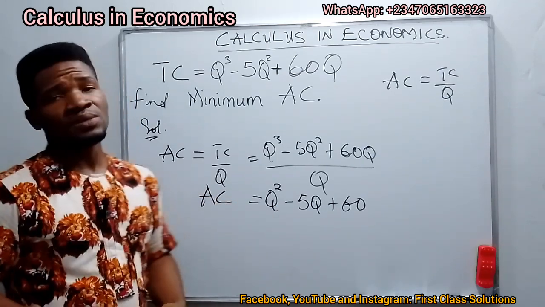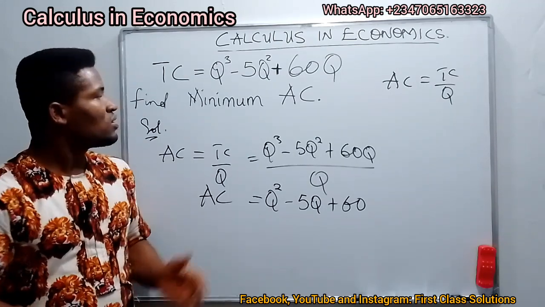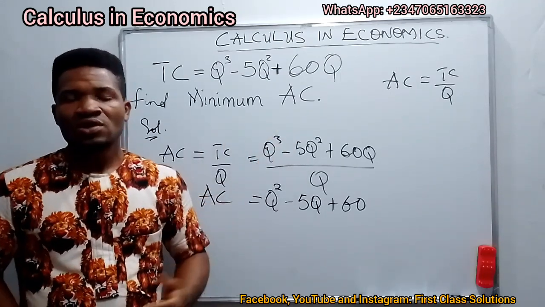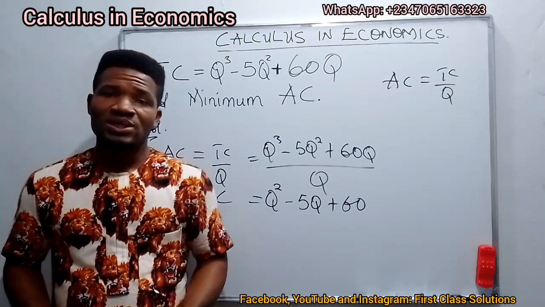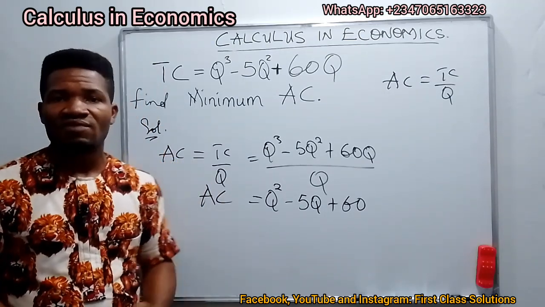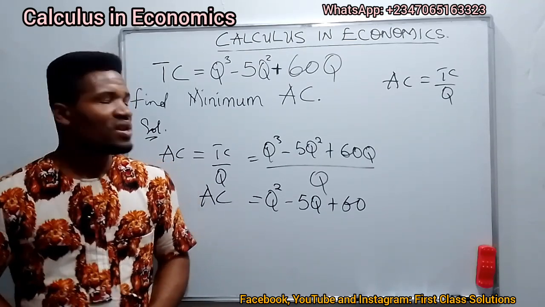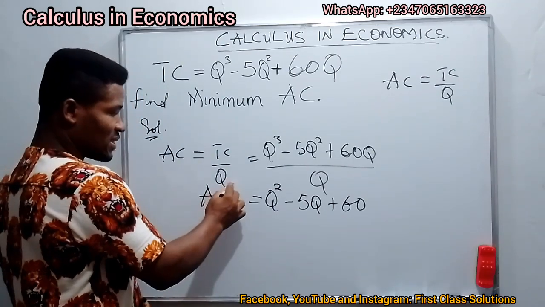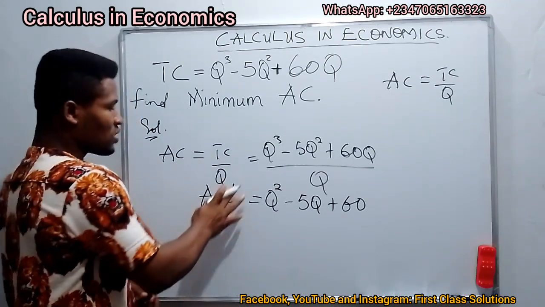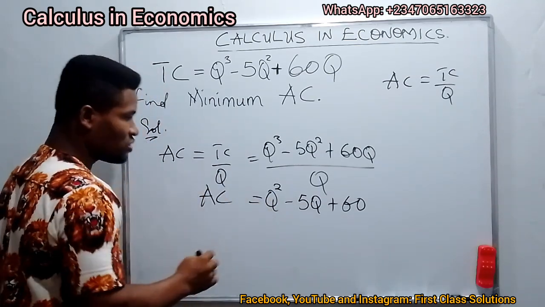But mind you, we're not simply just looking for the average cost function. We are looking for the minimum average cost. So what is the minimum average cost? Simple. Average cost is minimized when you take the first derivative of average cost and equate it to what? To 0. Meaning that if you differentiate average cost, that is AC prime, if you differentiate average cost and make it equal to 0, you have the minimum average cost.